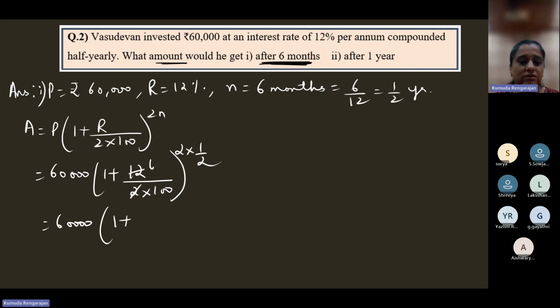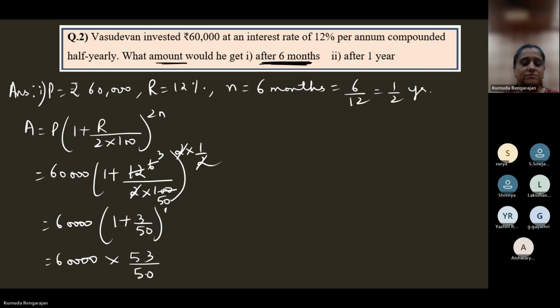2 1s are 2, 6s are... then further 2 3s are 50, times. So you'll have 1 plus 3 by 50, children. 1 plus 3 by 50, you can see there. So 1 plus 3 by 50 to the power 1. So 60,000 into, on taking the LCM, you'll get 53 by 50, children. Take the LCM, you'll get 53 by 50.